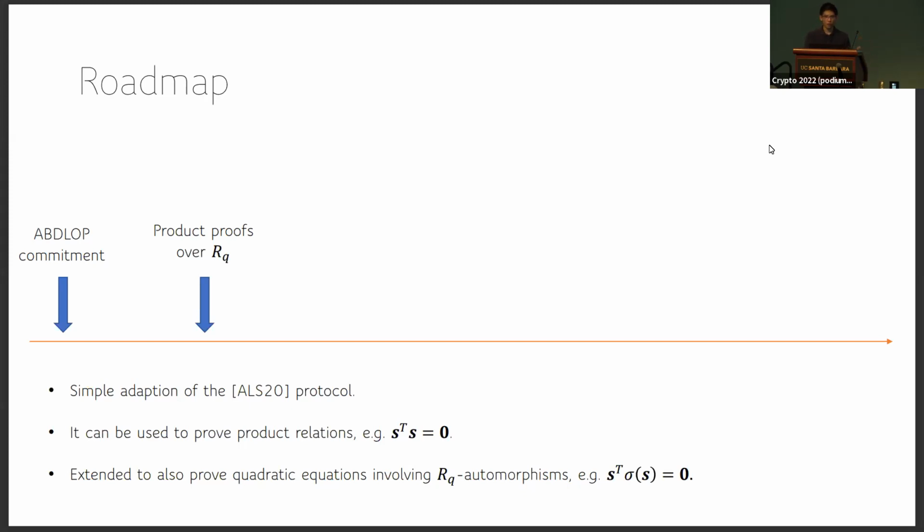I know it sounds a bit random for now. Why has it been interesting or useful? Instead of proving quadratic equations like S transpose S equal to 0, we can prove that for some public automorphism sigma, S transpose sigma of S is equal to 0. I hope in the next slide, it will be more visible why it's interesting.